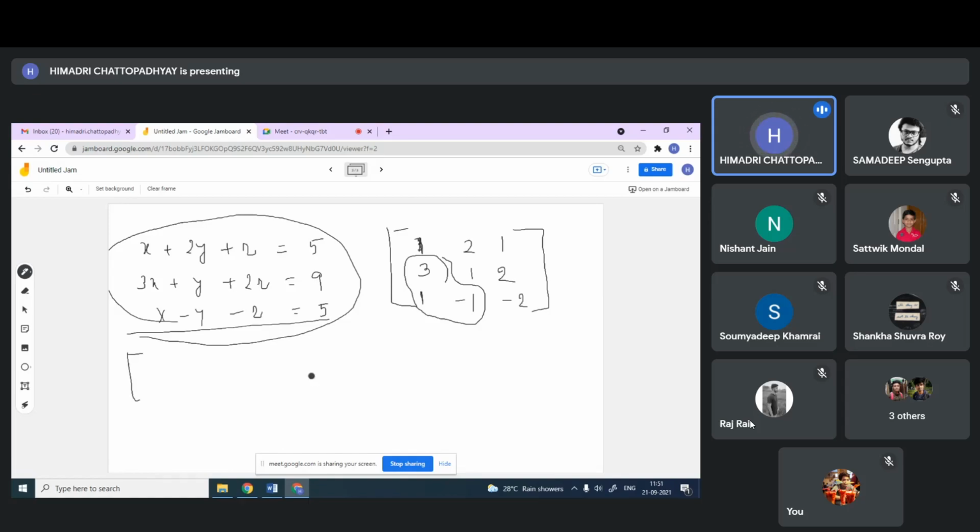Just for completeness' sake, if these elements are non-zero, this is called an upper triangular matrix. And if these elements are non-zero, then this is called a lower triangular matrix. These you already know. But now how do we convert this to this, so that the below-diagonal entries are 0?